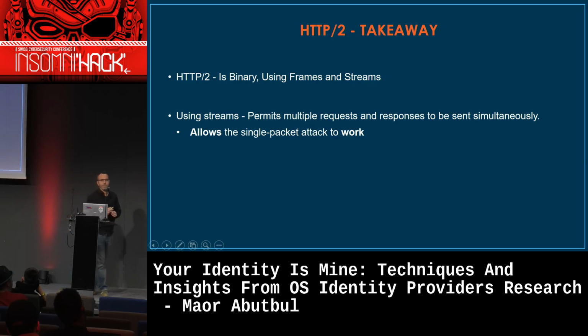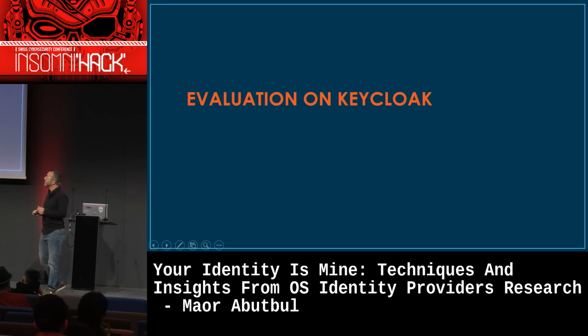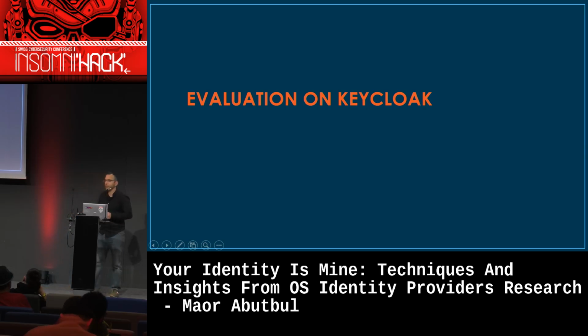HTTP takeaways. HTTP version 2 is binary, using frames and streams. Using streams permits multiple requests and responses to be sent simultaneously. This feature allows the single packet attack to work. Let's evaluate our learned methods on Keycloak.